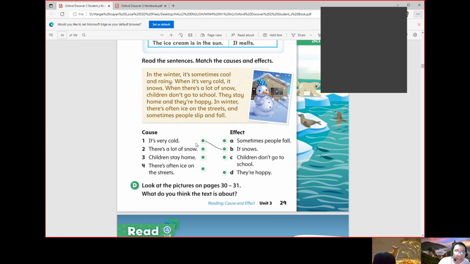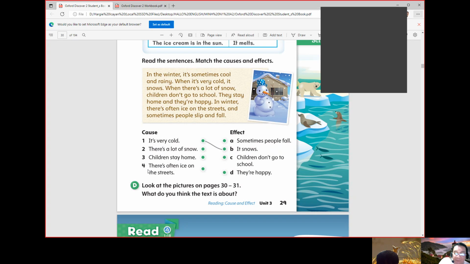Okay. Number one has been given to us. It's very cold, and the effect would be it snows. What about number two? The cause: there is a lot of snow. The effect is sometimes people fall. Yes, so that's letter A. Sometimes people fall because it's slippery, right? Next, number three. Children stay at home, the effect is they are happy. Yes, so when the children are staying at home, they're happy.